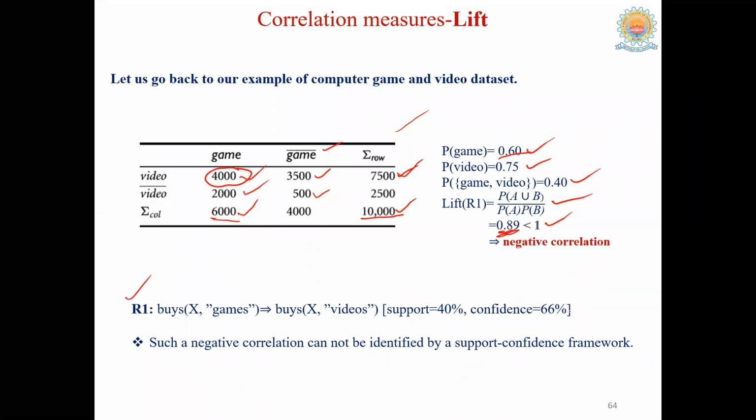But actually, if you only consider the support and confidence framework, you can say that these are strong association rules. But such a negative correlation, which is obtained by including the correlation measure, you can't find from only the support and confidence measures. So it is very important to include the correlation measure also if you want to mine strong association rules which are also interesting.